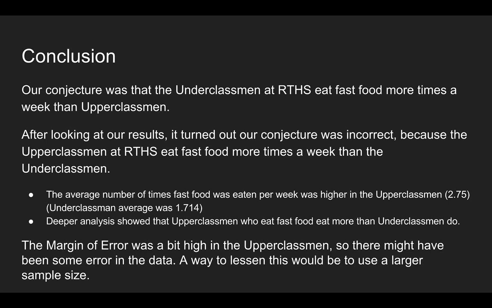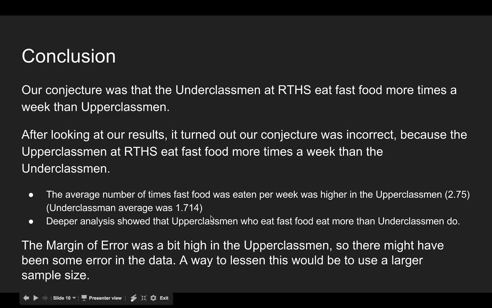So our conclusion: our conjecture was that the underclassmen at RTHS eat fast food more times a week than the upperclassmen. After looking at our results, it turned out our conjecture was incorrect because the upperclassmen at RTHS eat fast food more times a week than the underclassmen. Some reasons for this: the main reason was that the average number of times fast food was eaten per week was higher in the upperclassmen. It was 2.75, and the underclassmen average was 1.714.